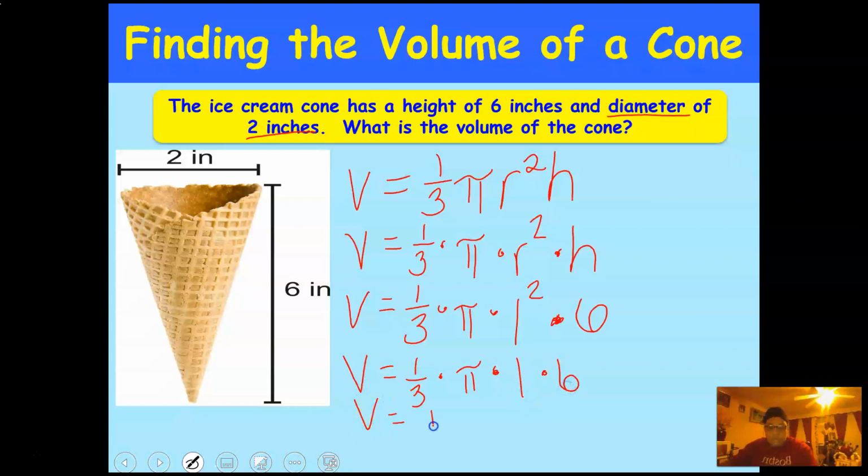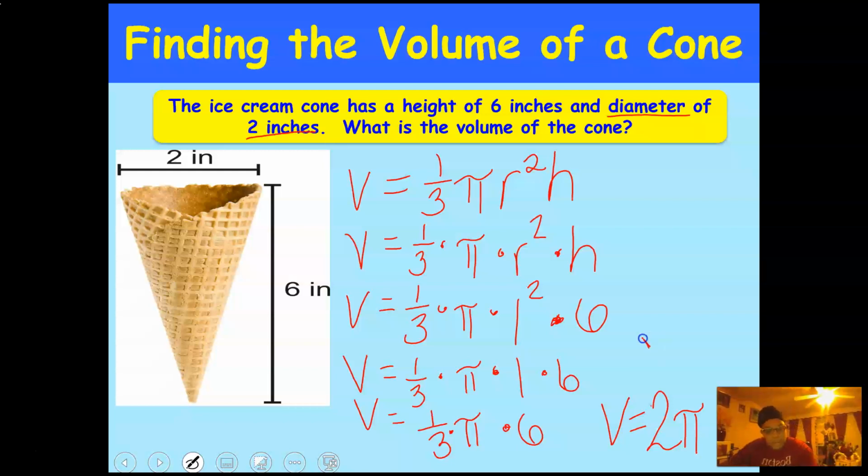I'm breaking it down; this is why this might seem long. Now you still multiply your like terms: 1/3 times 6. What do you have? 1/3 of 6 is 2. So the volume here could be 2 pi, where we just leave it like that, or we can evaluate it and put 2 times pi in our calculator.